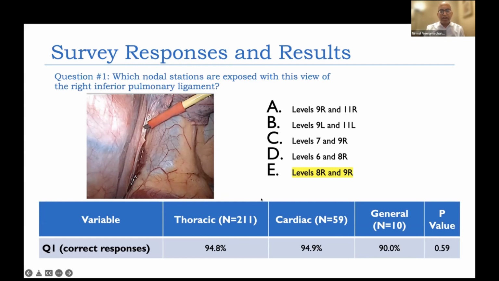And we defined the respondents according to how they self-identify. They were either general surgeons, cardiothoracic surgeons with more of a cardiac surgical practice, or more of a general thoracic surgical practice. So different questions got a different rate of response for accuracy amongst the 3 different specialties.